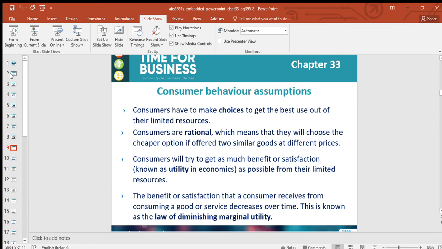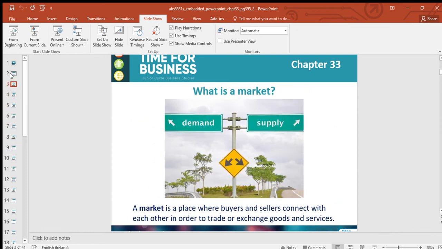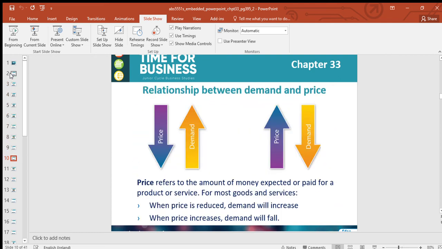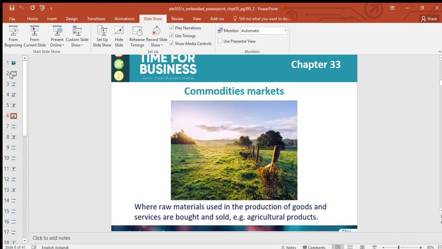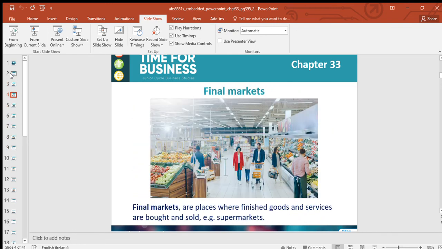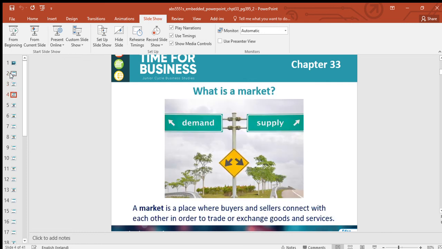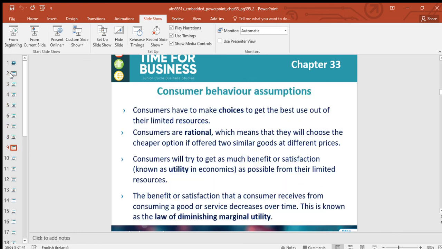I'm going to finish it up there because this is the beginning of a new chapter that I want to focus on, and the slides here are very important. So from slide number 3 down to slide number 9, I want you to take all of these slides down. So slides 3 to 9, what we looked at today. The first one here is what is a market, all the way down to consumer behavior assumptions.